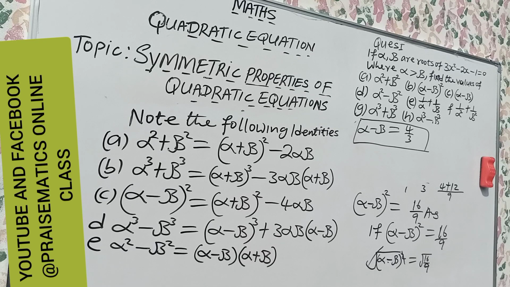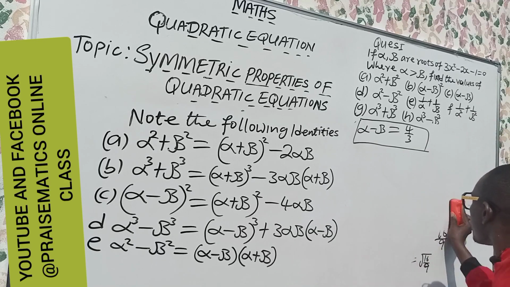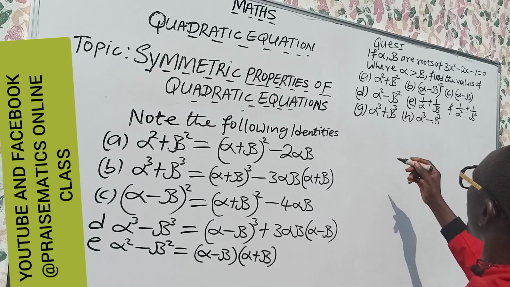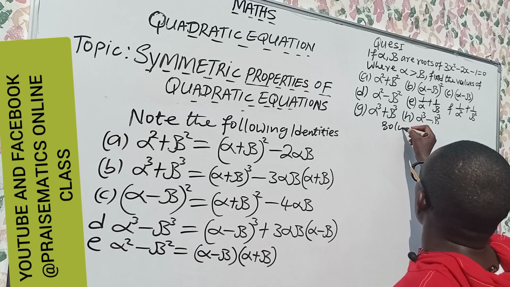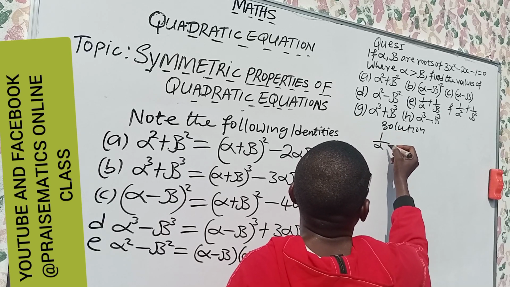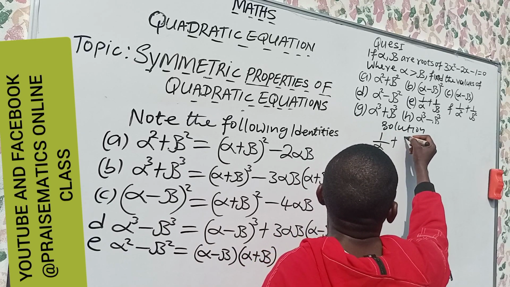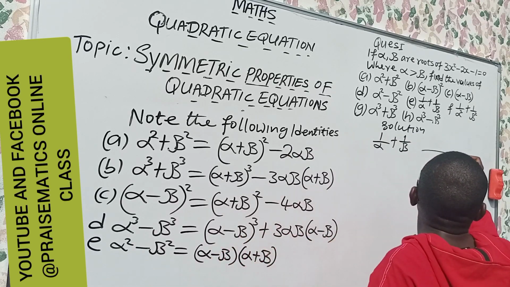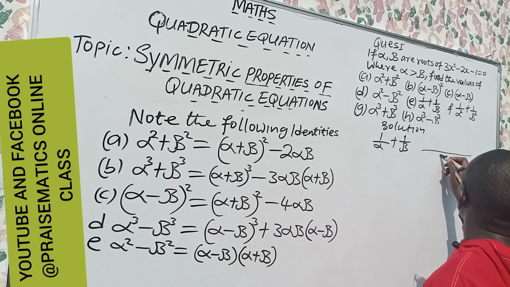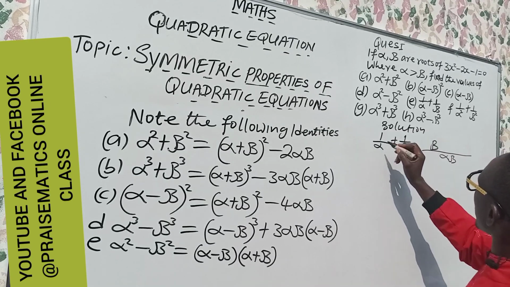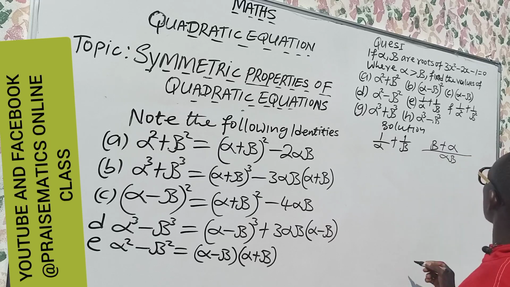I'll solve solution E and you finish up the remainder. You solve it. Solution E, we have that 1 over alpha plus 1 over beta. What do we do? Find their LCM. The LCM, alpha times this will give us alpha beta. 1 times this will give us beta. 1 times this one will give us alpha.